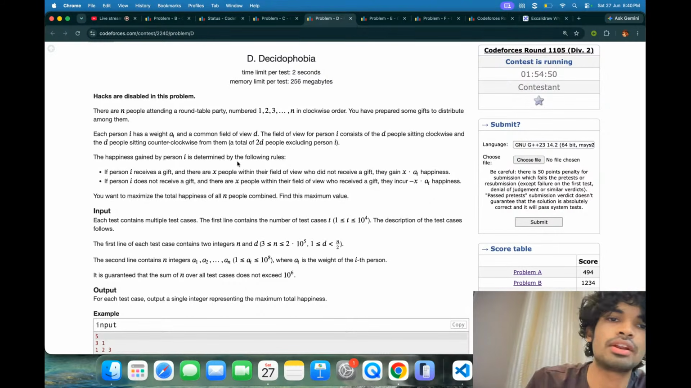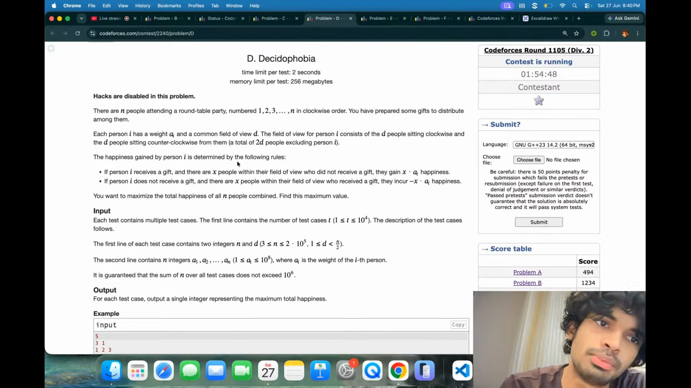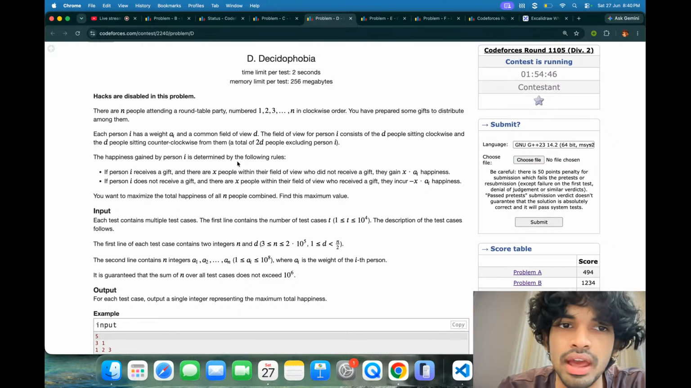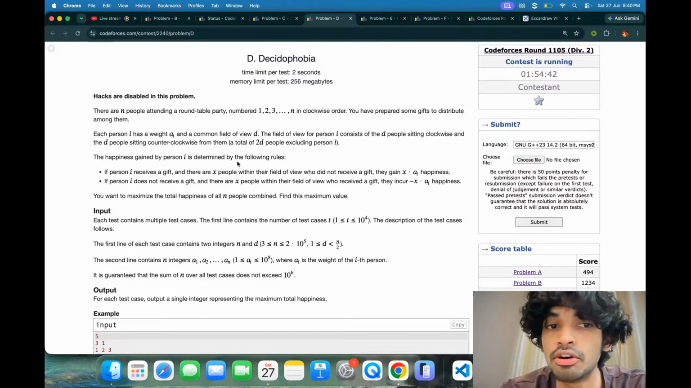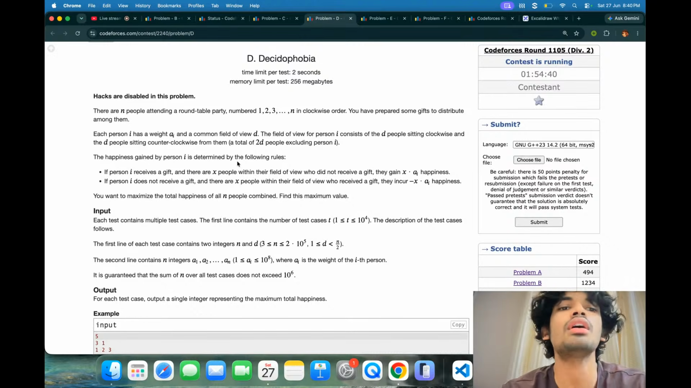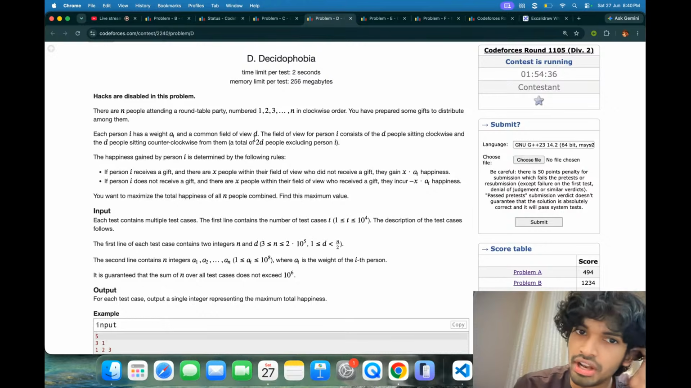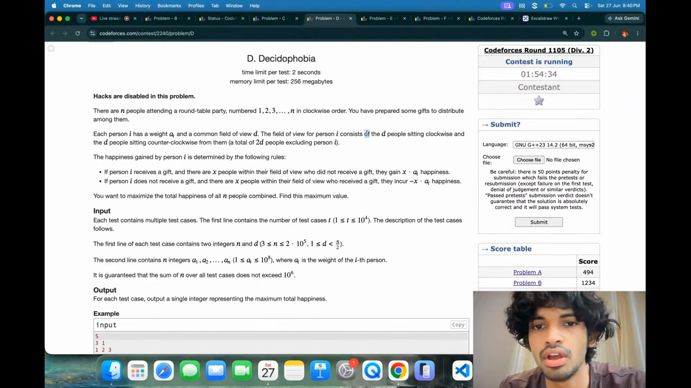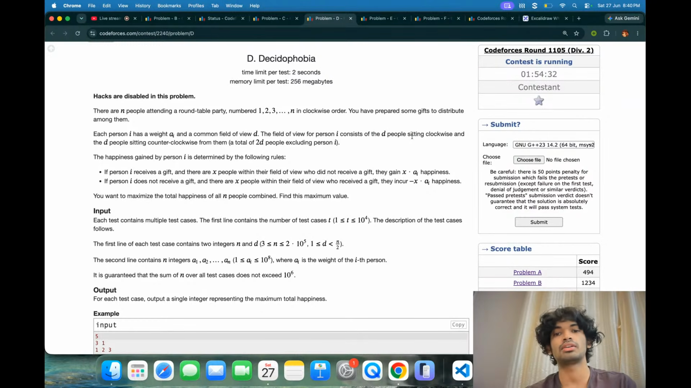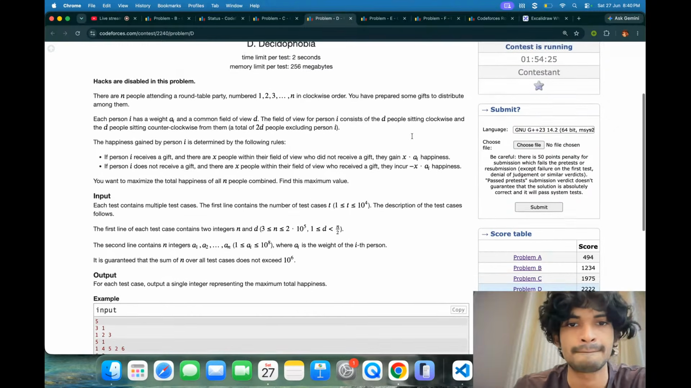So there are n people in clockwise order. I prepared some gifts to distribute among them. Each person has a weight Ai and a common field of view D. A field of view for person i consists of the D people sitting clockwise and the D people sitting counterclockwise from i, a total of 2D people excluding i.